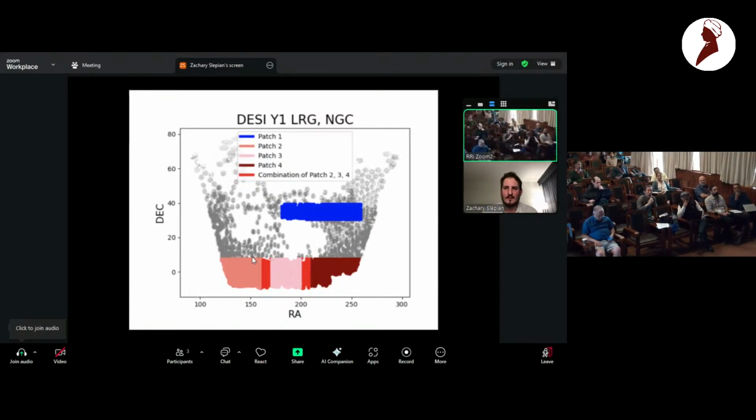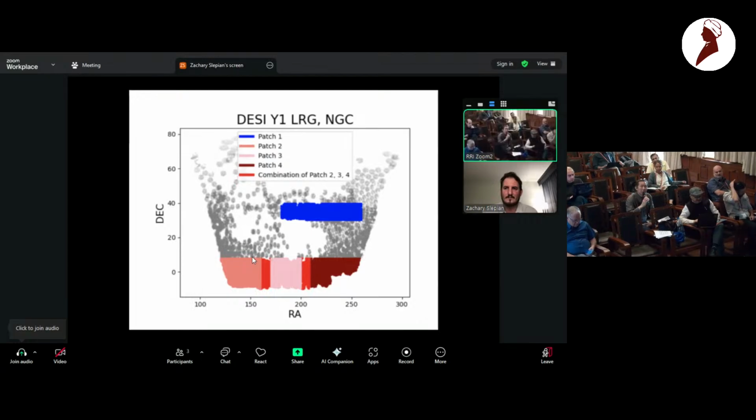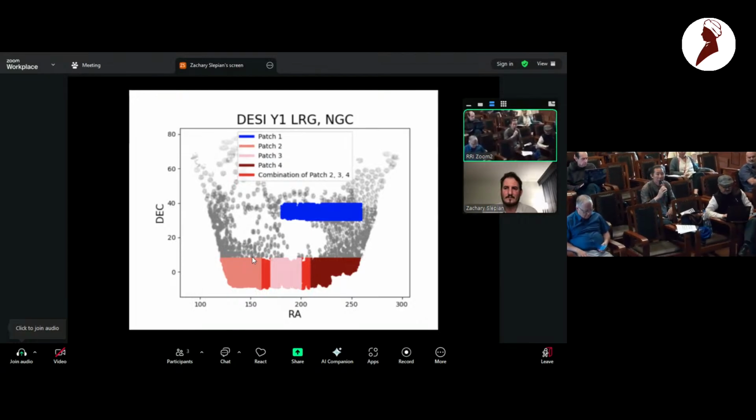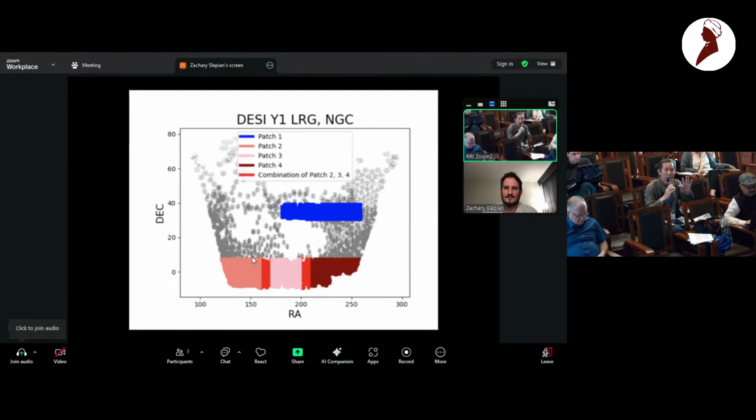So the SNe Ia survey has a very complicated angular selection function, as we see right now here, which may potentially have a big impact on your measurement. And I don't see the error bar of your measurement. So could you comment on the error bar of your measurement?